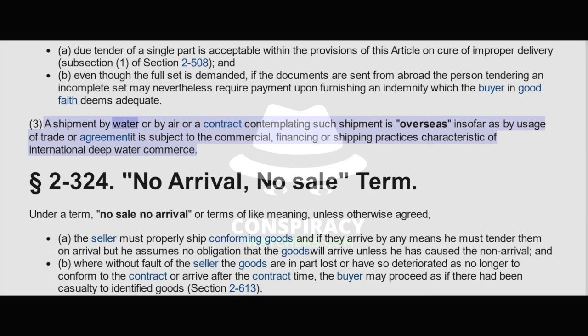A shipment by water or by air or a contract contemplating such shipment is overseas insofar as by usage of trade or agreement it is subject to the commercial, financing or shipping practices characteristic of international deep-water commerce.